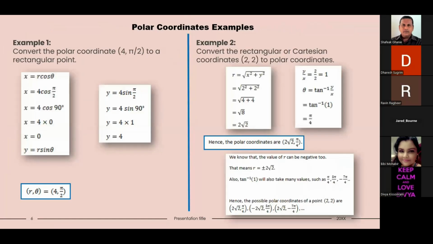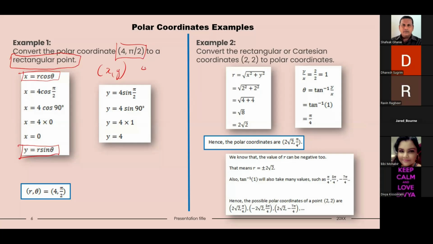So the first example, example one, wants us to convert the polar coordinate 4 and 5 pi upon 2 to rectangular points. The rectangular or Cartesian points or Cartesian coordinates is pretty much the same thing. So what they're asking us to do is to convert this polar coordinate to Cartesian coordinates. So we know that x is going to be equal to r cos theta and y is going to be equal to r sin theta.